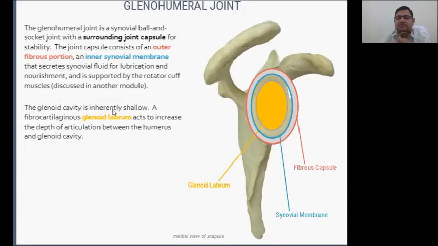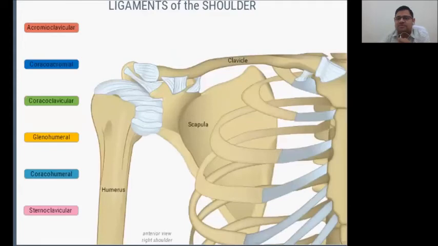The glenoid cavity is inherently shallow. A fibrocartilage, the glenoid labrum, acts to increase the depth of the articulation between the humerus and the glenoid cavity. So this is the basic view of the glenohumeral joint. Next, we will see certain ligaments which provide stability to this joint.